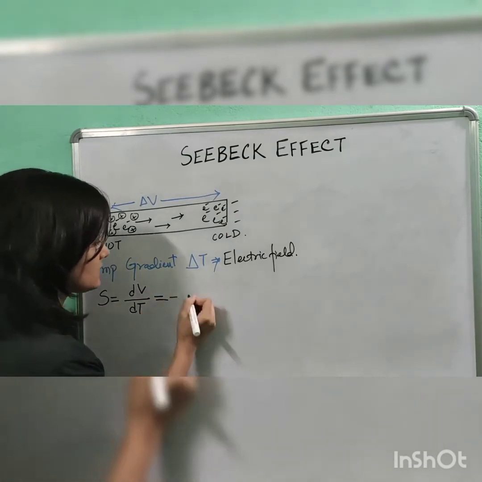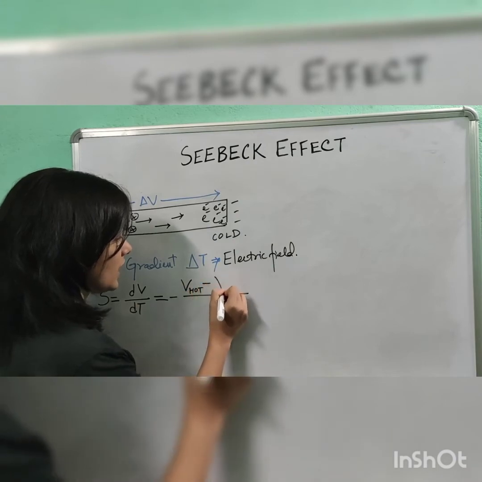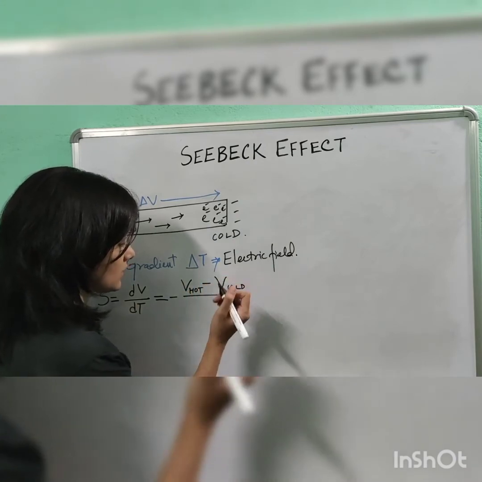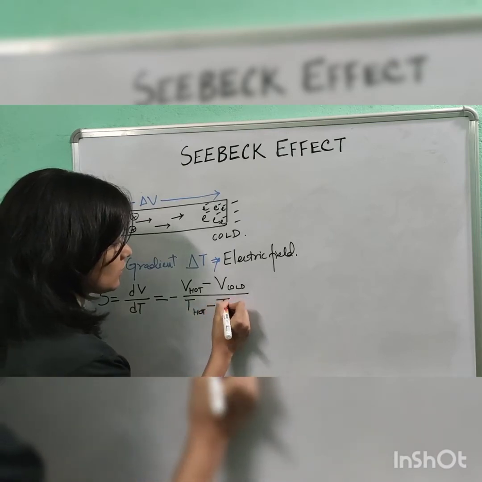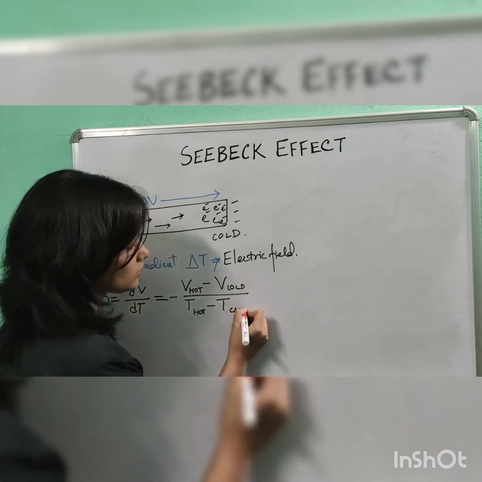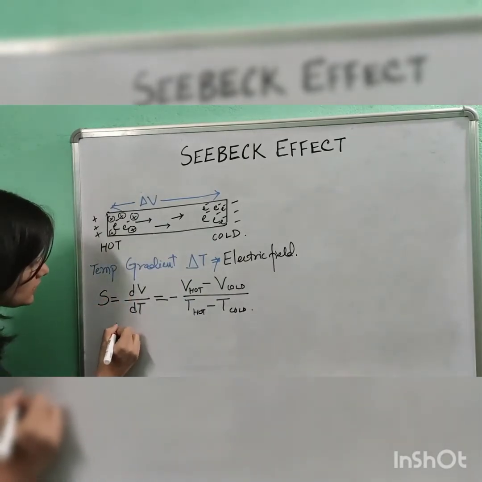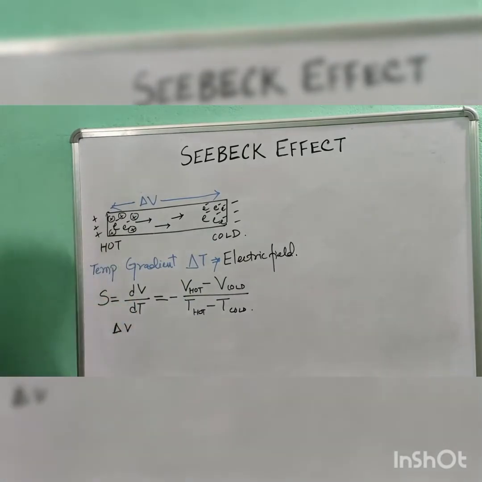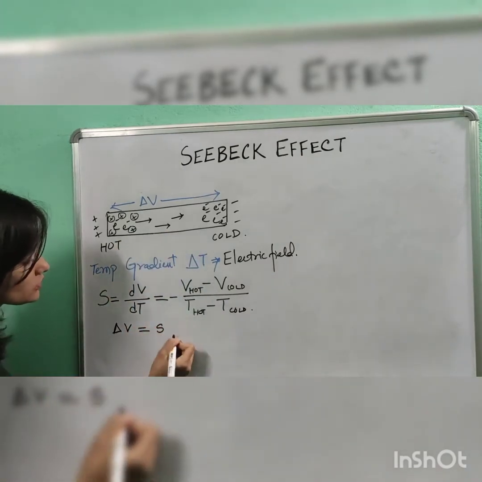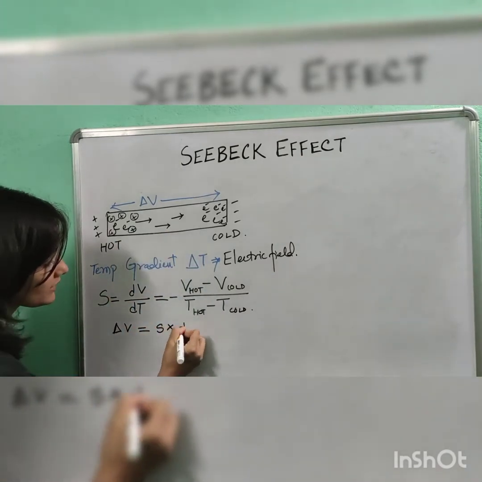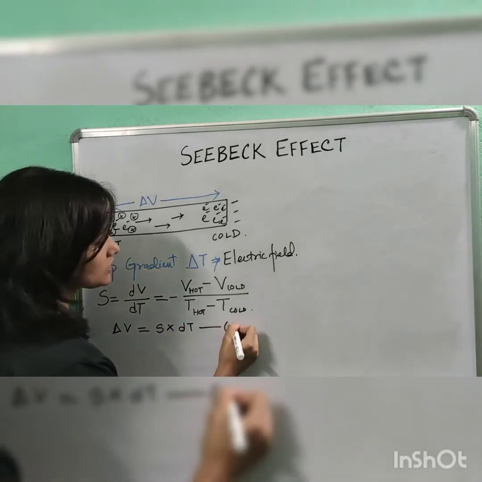It can also be written as the difference of the voltage between the hot and the cold region divided by the temperature difference between the hot and the cold region. From here we can write delta V, which is the voltage generated across the two ends of the metal, is equal to the Seebeck coefficient multiplied by dT. Let me write it as equation number 1.